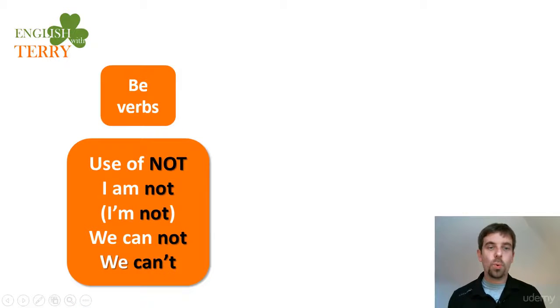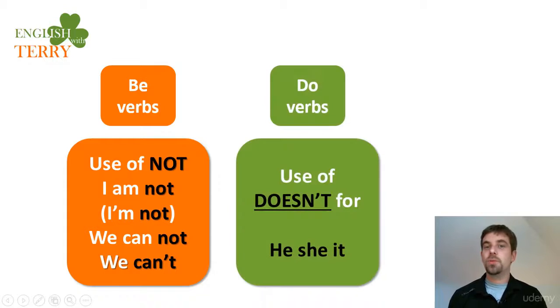So again, we need to be clear about the difference, about the be verbs, the modal verbs, using not: I am not, we cannot, we can't, and we use does or doesn't for he, she, and it. In this video, I will show you he and she. The next video, I will talk about it. It needs special attention.